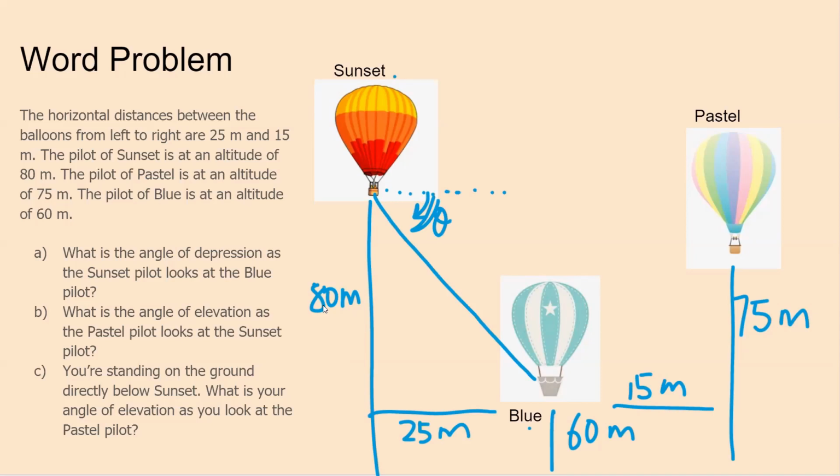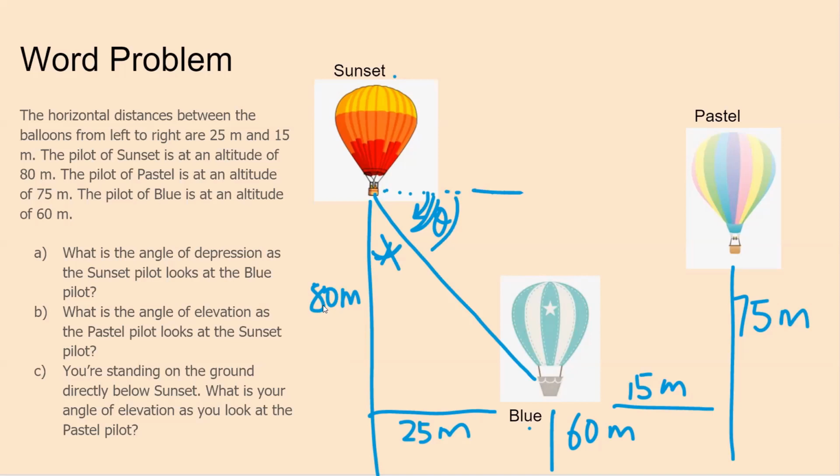Now what a lot of people commonly mistake is that they actually find this angle instead. This angle is actually not the angle of depression, because remember, the angle of depression is the angle that you form when you look first straight and then down, like you tilt your head down. So we actually have to look for this angle, not this angle. This is the wrong angle.